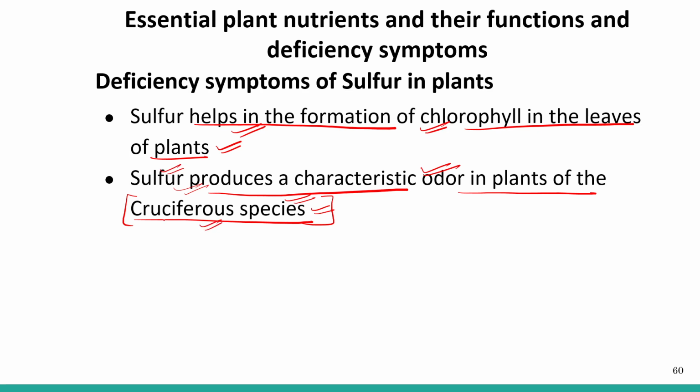So sometimes the question can be asked: the cruciferous family is having a particular odor due to the presence of which of the following nutrients? Calcium, sulfur, magnesium, potassium. So the correct answer will be sulfur.